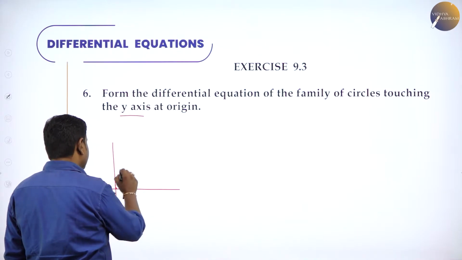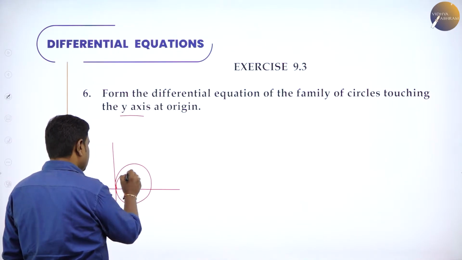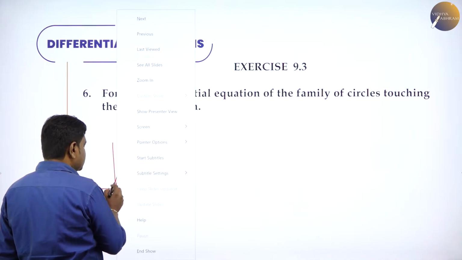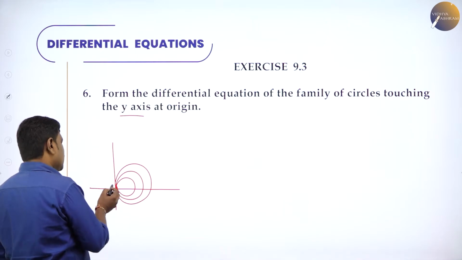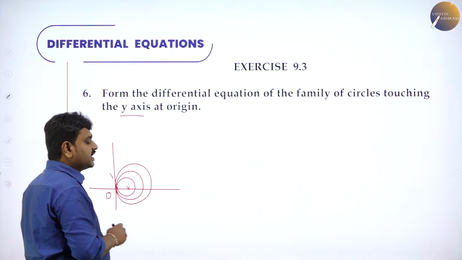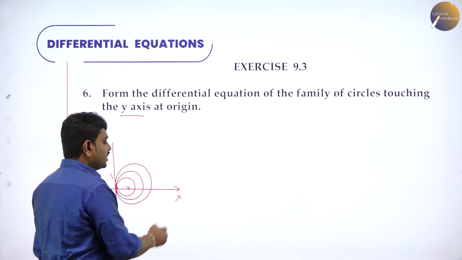Means the diagrams may be like this, or on the other side. So all this family of circles, they are touching y-axis at origin, or we can get them on the left side also. Means the conclusion is their center lies on x-axis. Center is lying on what?